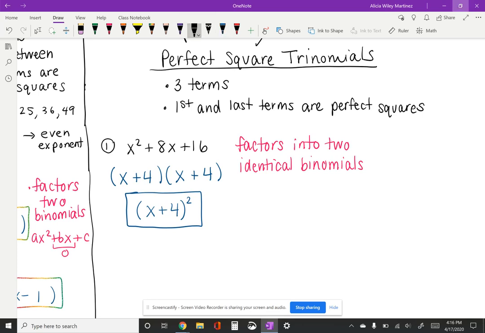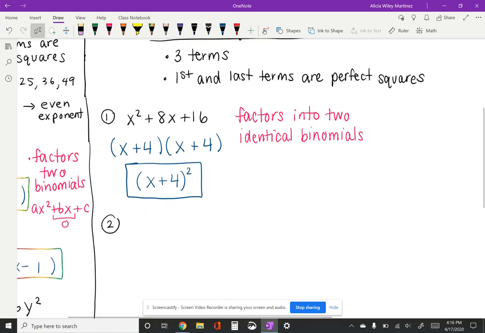So let's look at another example here. Example 2. Let's do 4x squared plus 12x plus 9. This is a perfect square trinomial. It's 3 terms where the first term and the last term are perfect squares. The reason 4x squared is a perfect square is because both 4 and x squared are perfect squares. You know it's going to factor into 2 binomials, and they have to be the same.